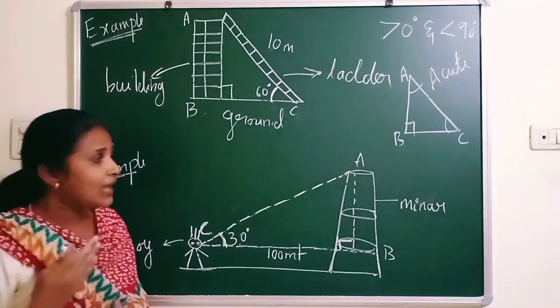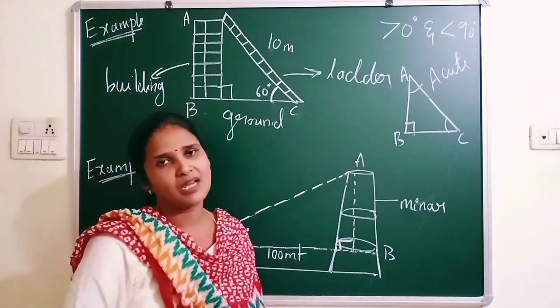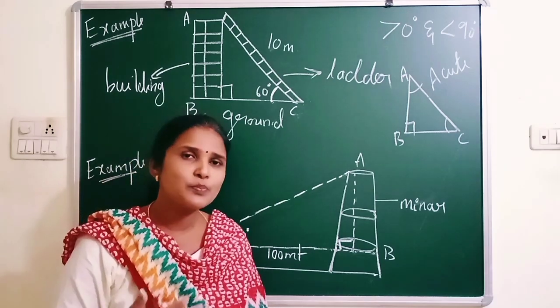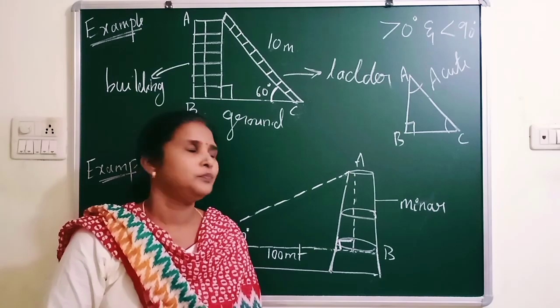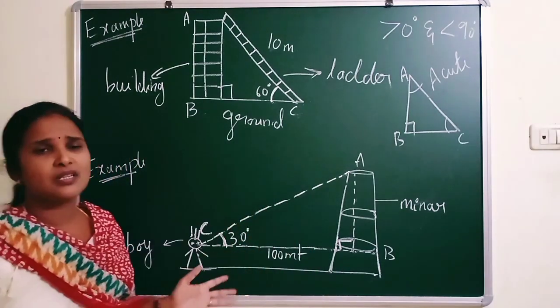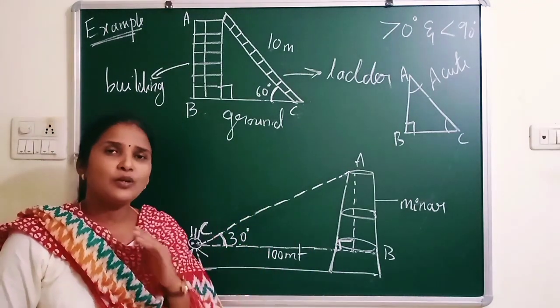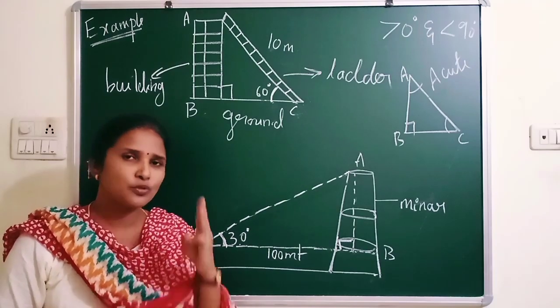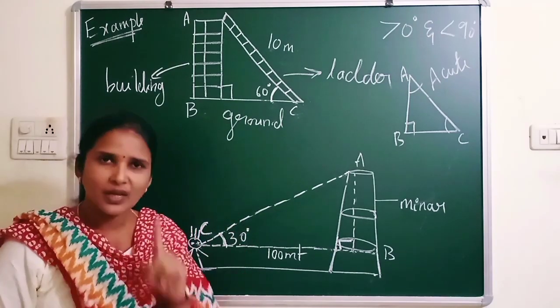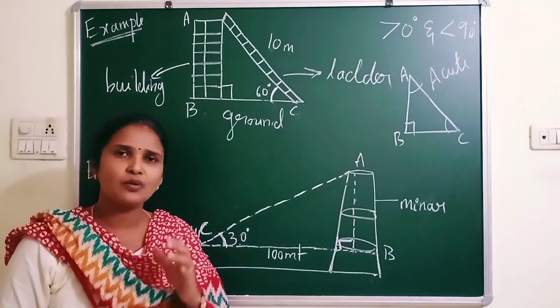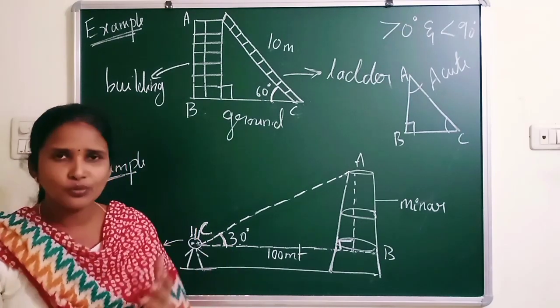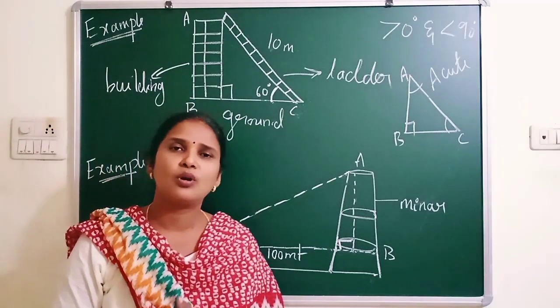Now tell me, can I find the height of the minar in this case? Can I use the Pythagoras formula to find the height of the minar? No. In these situations, you can observe that out of three sides, I should know two sides. But here I know only one side and one angle. If I know one side and one angle, can I use Pythagoras? No, it is not possible.